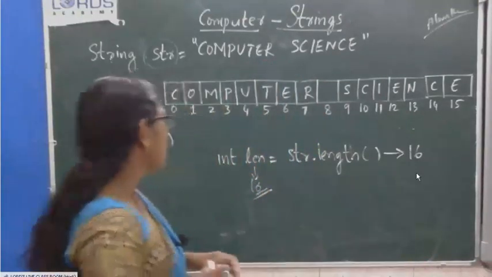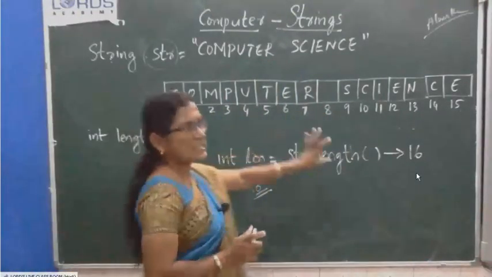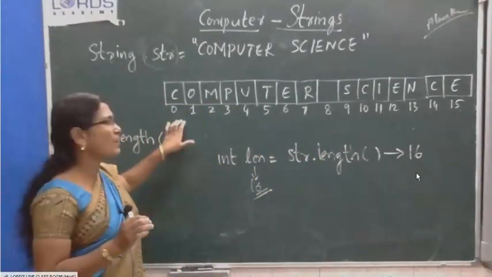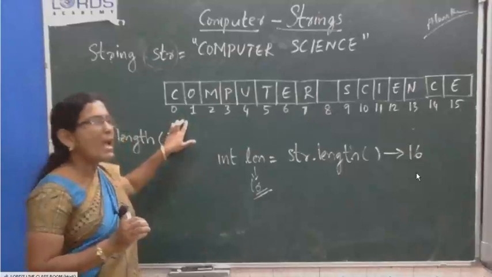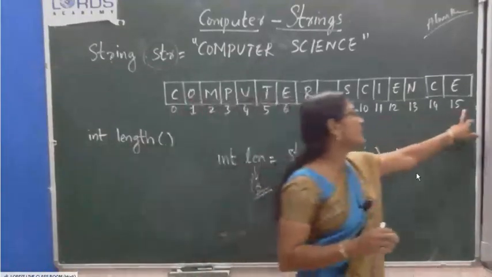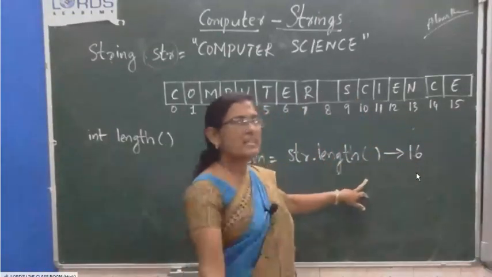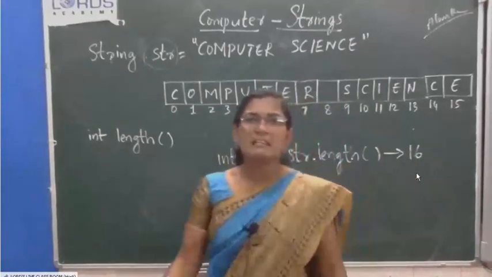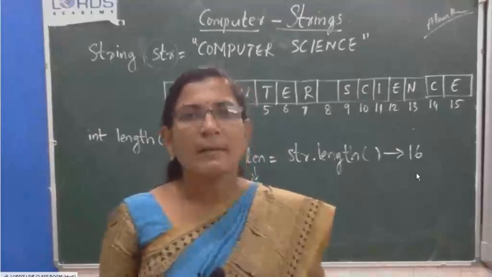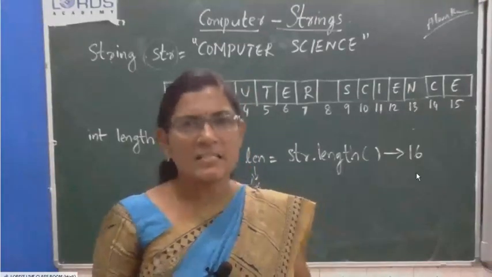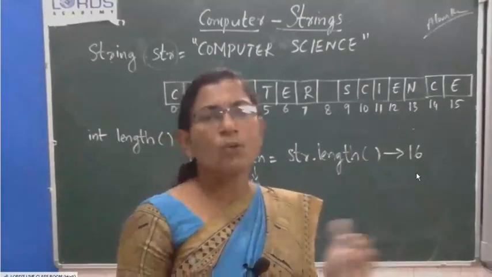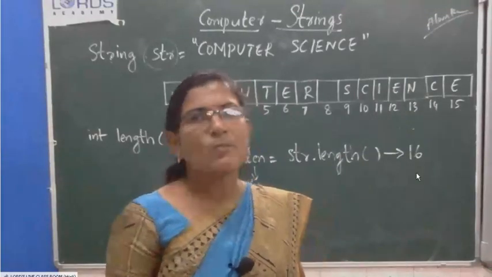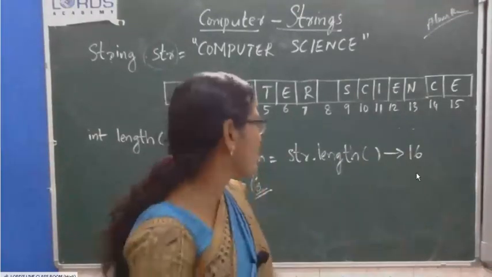Now, look at the length of the string. There are 16 characters. The index number starts from 0 onwards, and the last index will be 1 less than the length of the string. The computer or compiler starts the index number from 0, so the last index of the string will be 1 less than the length.